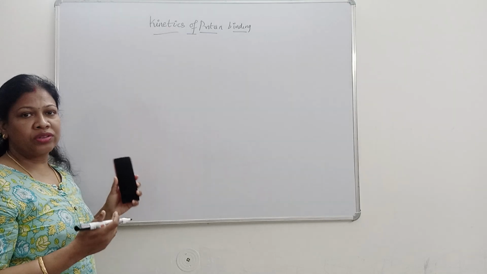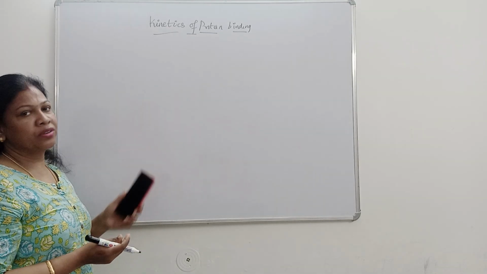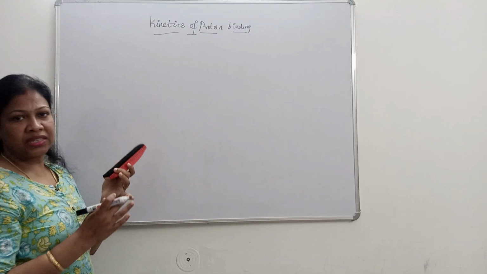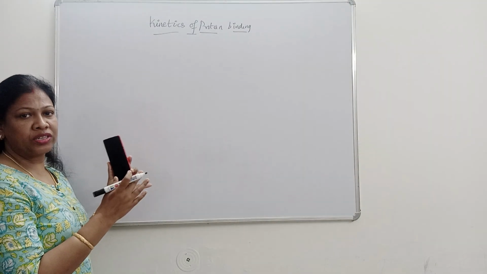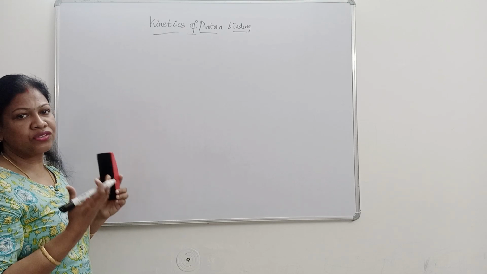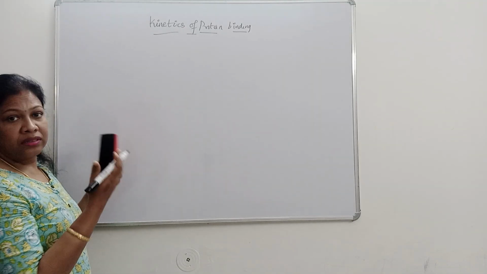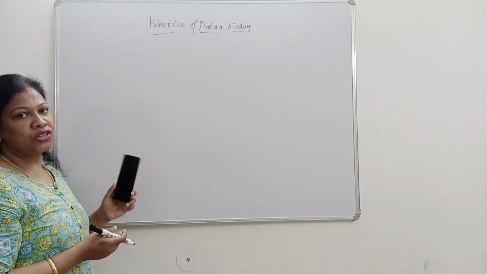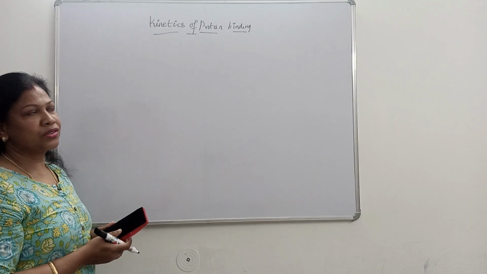So we were discussing the distribution of drugs. In distribution we are discussing the protein binding of drugs. In protein binding we discussed what protein binding is, its significant and clinical effects, and the different types of plasma proteins responsible for binding of drugs. And today we will discuss the kinetics of protein binding.